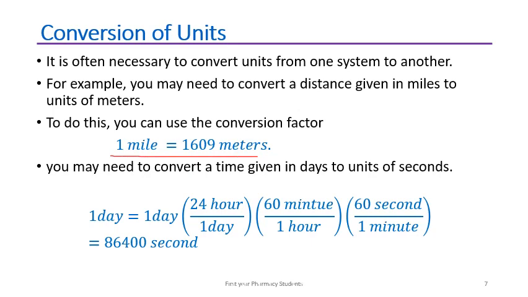Another example, you may need to convert a time given in days to units of seconds. So 1 day equals 24 hours, and each hour has 60 minutes, and each minute has 60 seconds. So if we take a unit of days and a unit of hours and a unit of minutes and multiply 24 times 60 times 60, we get the number of seconds.